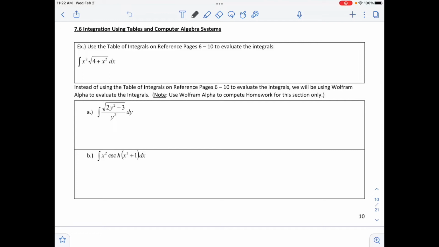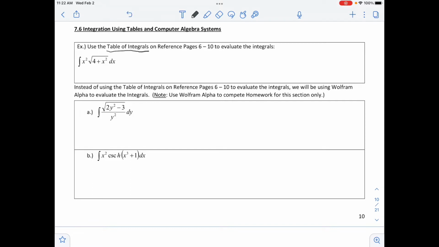We are in section 7.6, Integration Using Table and Computer Algebra Systems. The first example says use the table of integrals on reference pages 6 through 10 to evaluate the integrals. So the first example is the integral of x squared times the square root of 4 plus x squared dx. And it says to use the table of integrals. And we're going to go ahead and take a look at this.